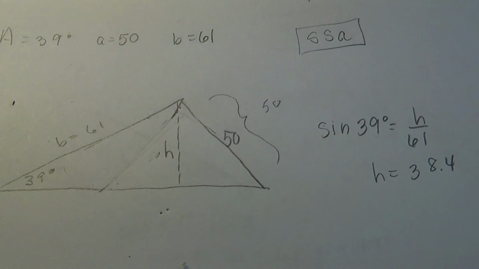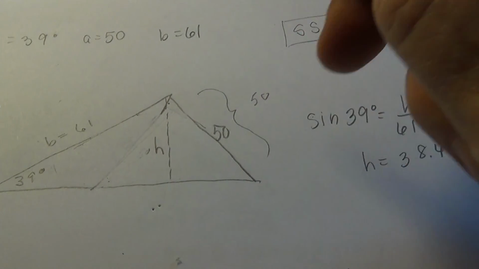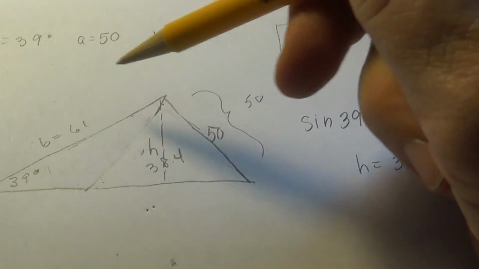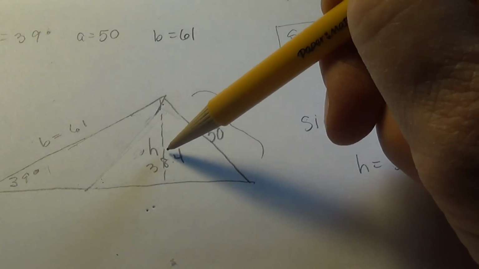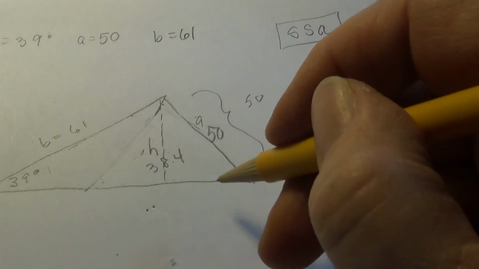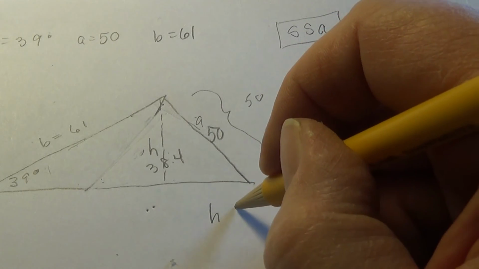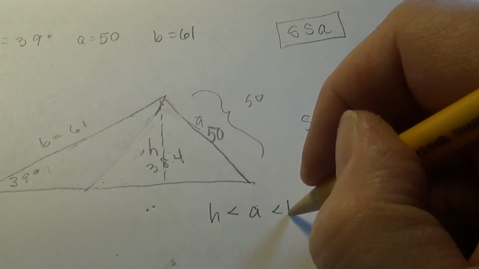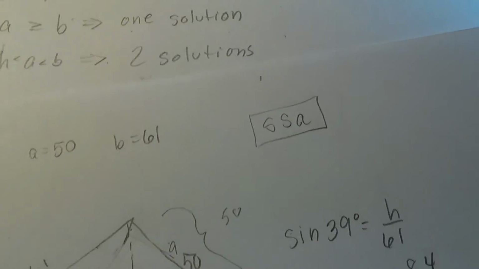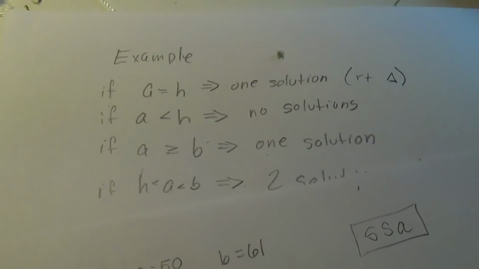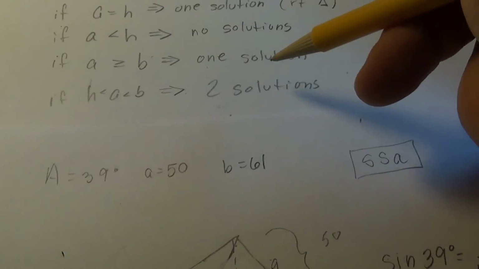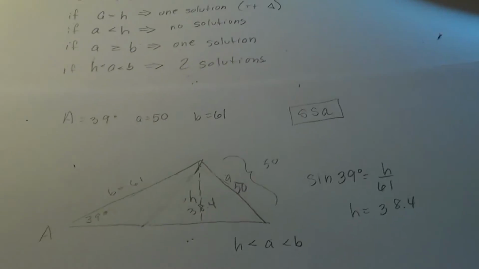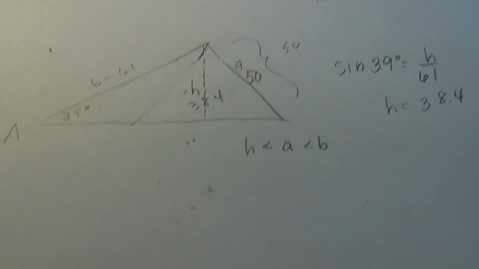So if the height is 38.4, what's the relationship between A, h, and B? Well, we can see that h is smaller than A, and A is smaller than B. So we go back up to that scenario. You can see that we were expecting two solutions. This is how we handle it when there are two solutions.